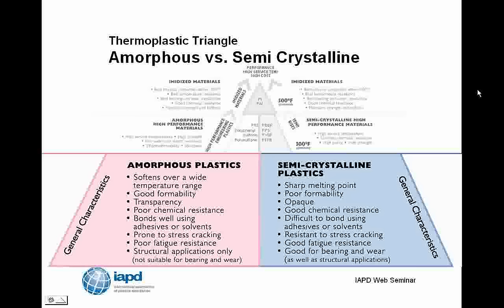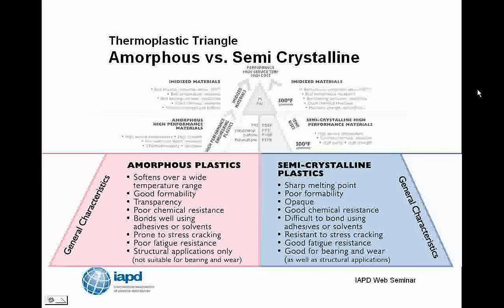Finally, when I think about amorphous plastics, they tend to be for structural applications only. I can make a table. I can make a shelf. I can make a holder, something that simply has to take a load. Where semi-crystalline plastics can not only be used for structural applications, but many of them are good for bearing and wear applications, where things are sliding, things are rubbing, like gears and bearings and bushings.